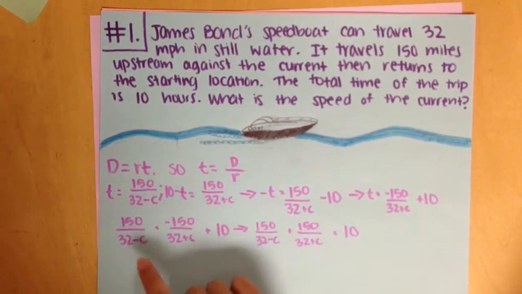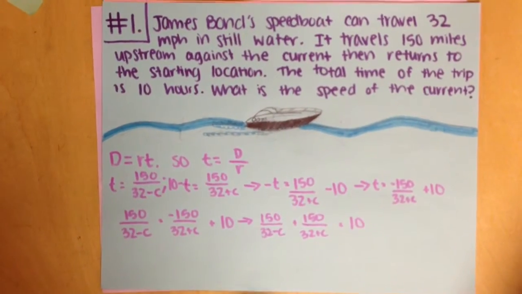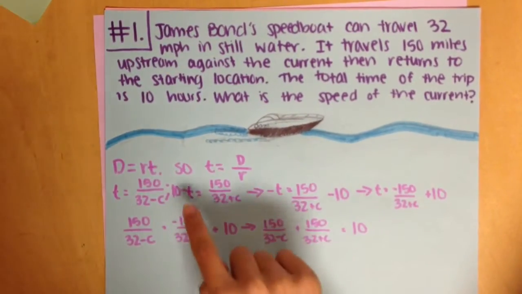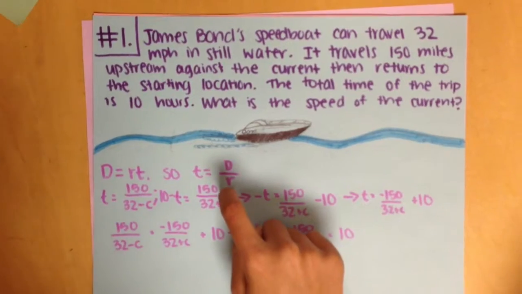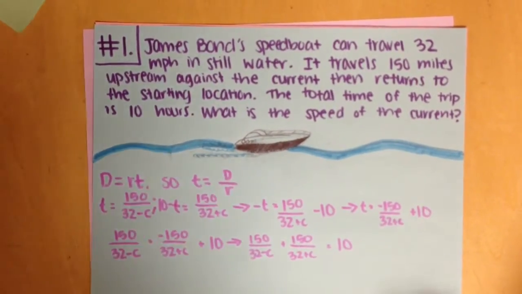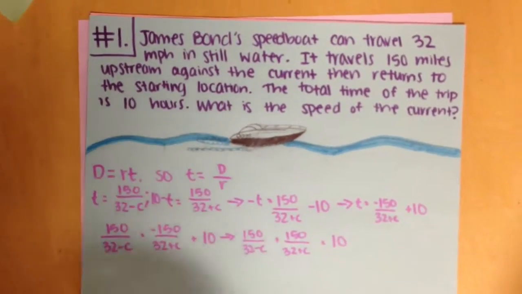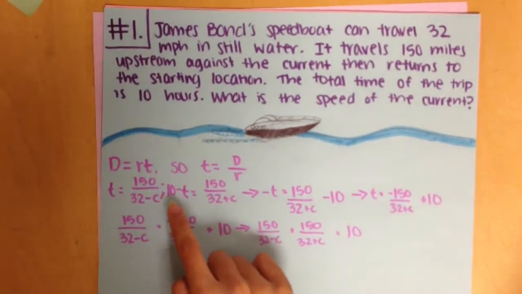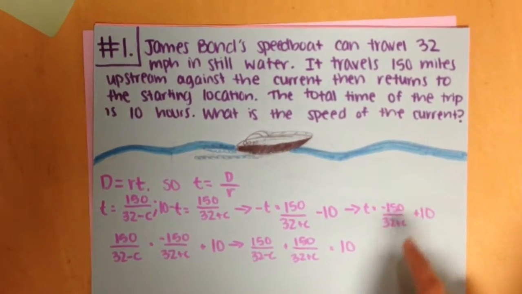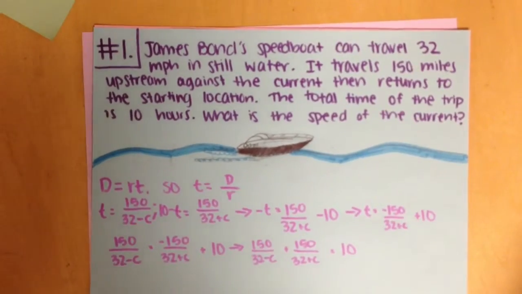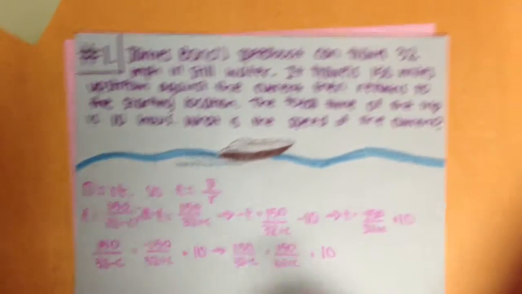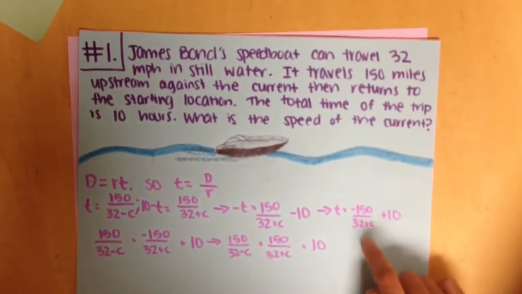You then take 10 minus the time, because the time of the trip there and back is 10 hours. So 10 minus t equals 150, because the distance doesn't change, over 32 plus c, since going back, he is going with the current, downstream. If we want to isolate the variable t, we get 10 over to this side and then divide by negative 1. So you get t equals negative 150 over 32 plus c plus 10. T equals both 150 over 32 minus c and negative 150 over 32 plus c plus 10.